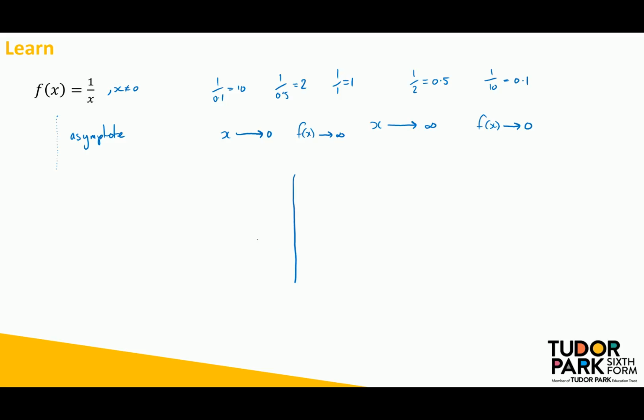How do we take this information and draw it on a graph? Well, as x tends towards infinity, the function tends towards 0, so I've got part of my graph that's going to lie here. As x tends towards 0, then the function tends towards infinity, so that gives me my part of my graph here. And I simply join the points together with a smooth curve in between.